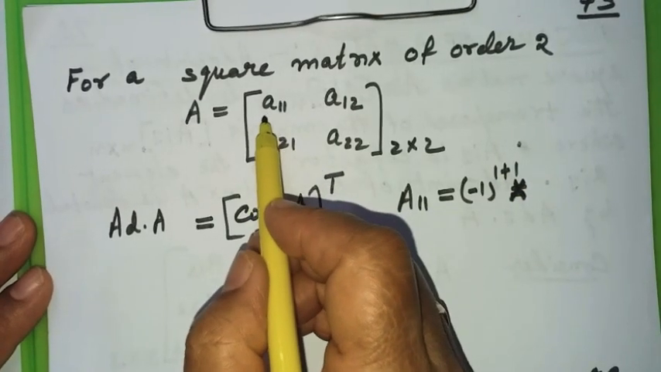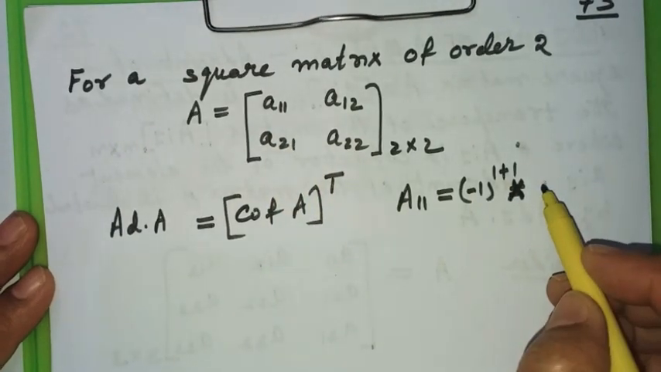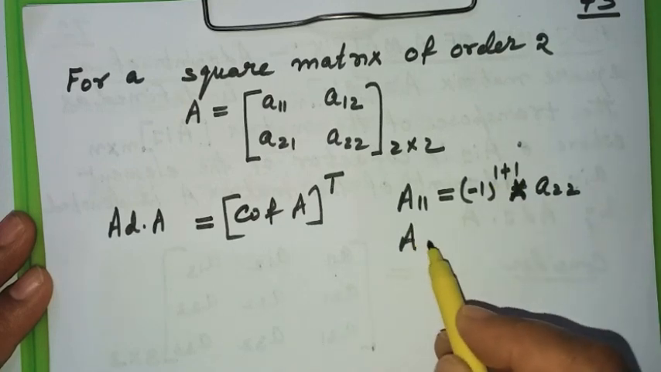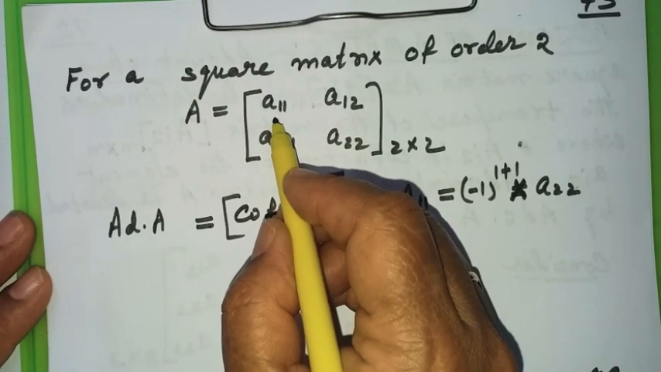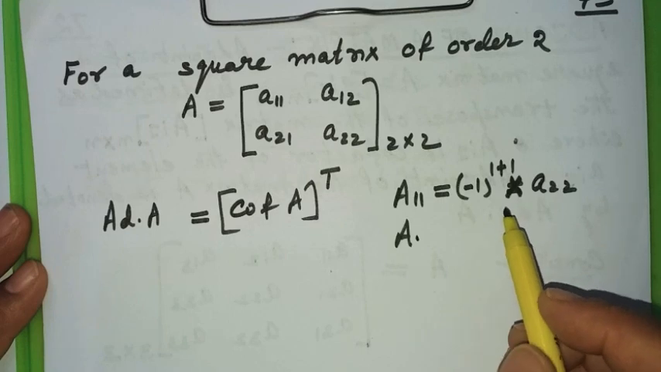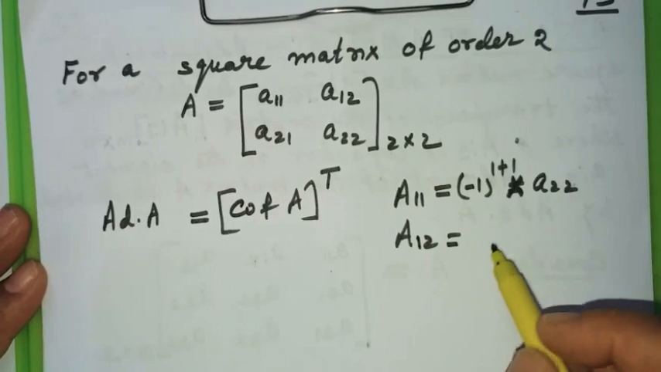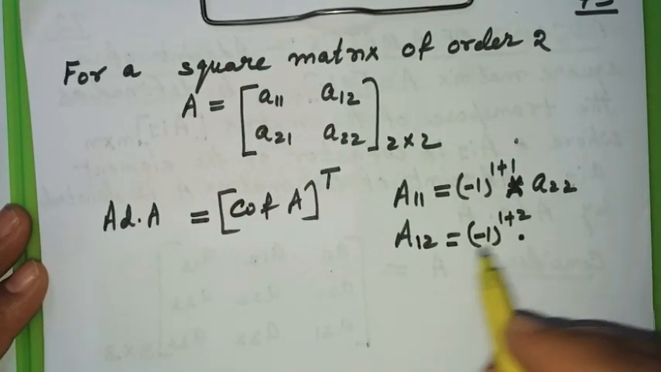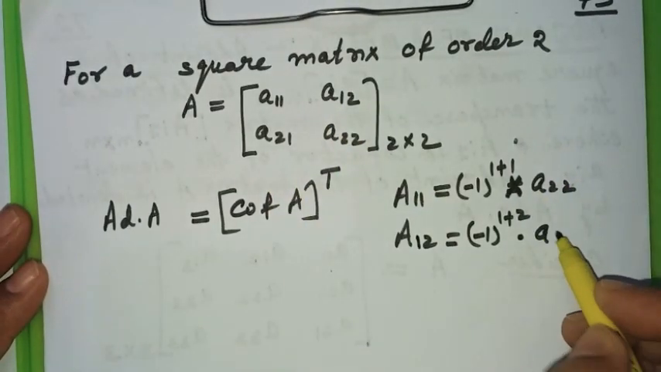So the cofactor of A11 will be A22 into minus 1 raised to the power 1 plus 1, where A22 is nothing but the minor of element A11. You have to refer to my previous video to find out how to find minors and cofactors. The cofactor of the element A12 is minus 1 raised to the power 1 plus 2 into the minor of the element A12. The minor of the element A12 is A21.